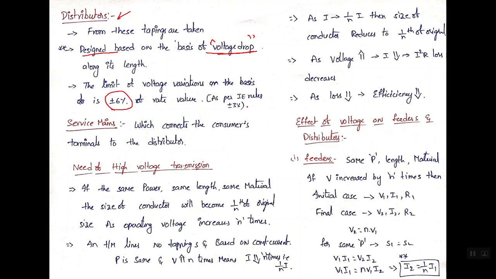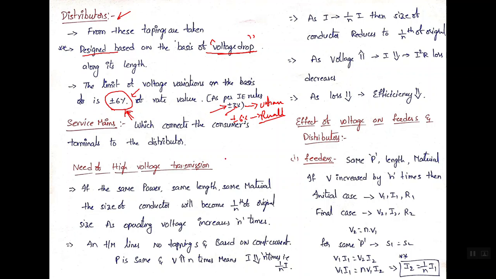As per IE rules, the tolerance is plus or minus 3% in urban areas and plus or minus 6% in rural areas. You have to choose the plus or minus 6% option. They will give only one option, either 6 or 3. If plus or minus 6% is not there and we have only plus or minus 3%, you have to choose the plus or minus 3%.